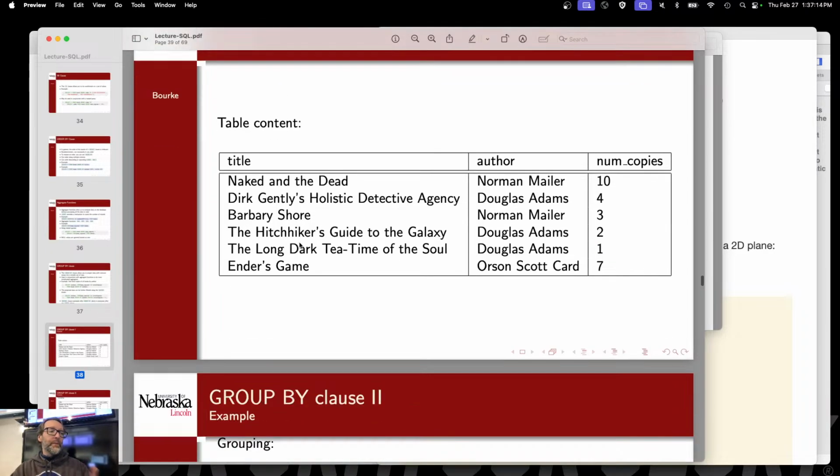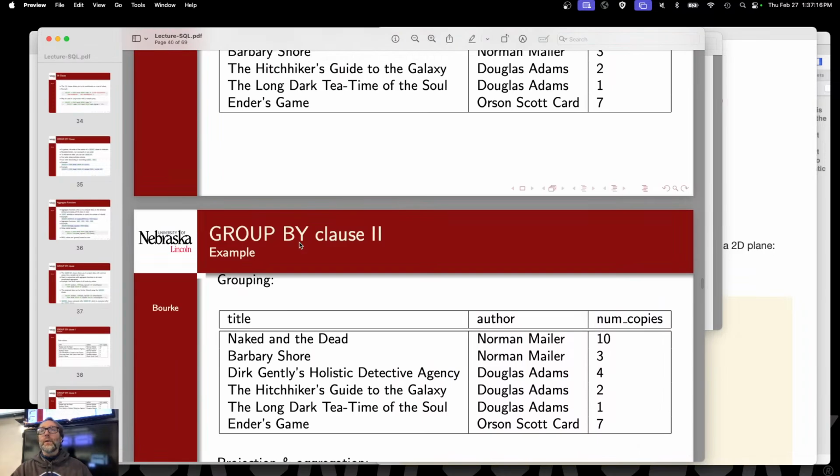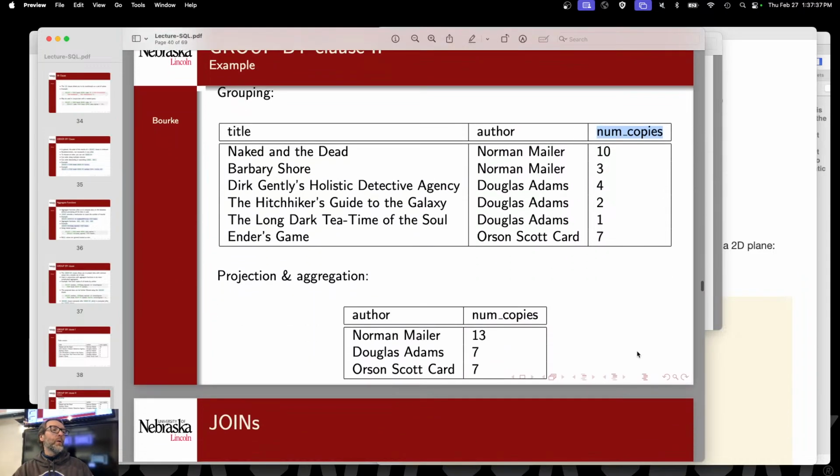So step 1, you group them by the authors. We're going to put all the Norman Mailer books together. We're going to put all the Douglas Adams books together, and we're going to put all the Orson Scott Card books together. Then we are going to project this 3-dimensional thing down onto 2 dimensions, losing one of those dimensions. In particular, we don't care about the title anymore. We just care about the author and then a sum of the number of copies. We want something that looks like this, okay? So that's what we're ultimately doing.